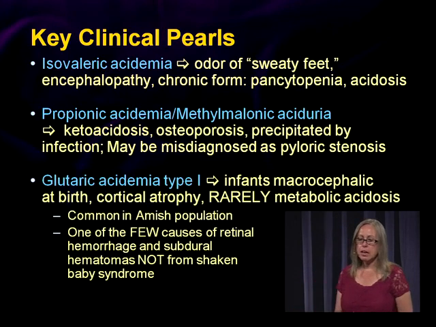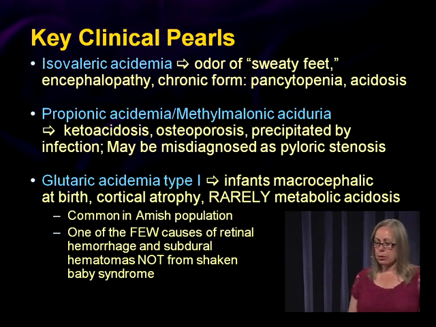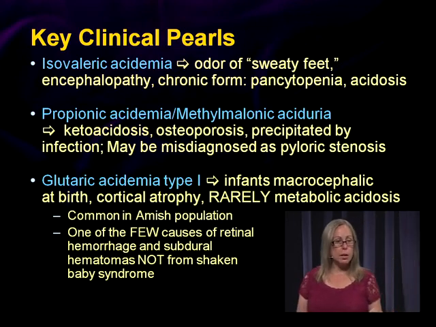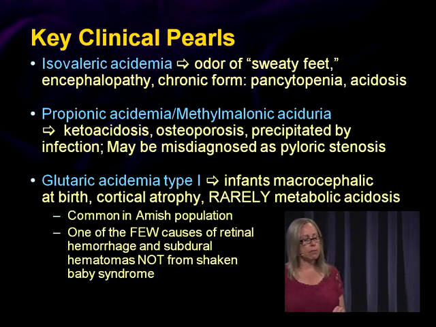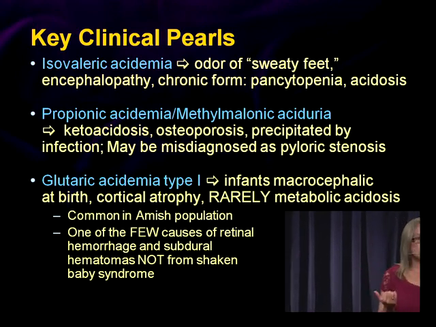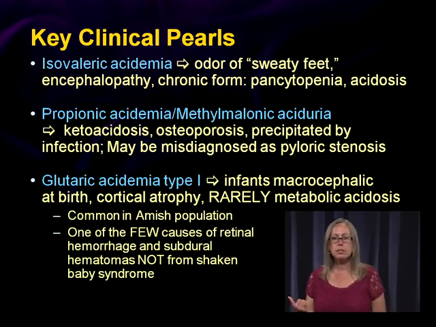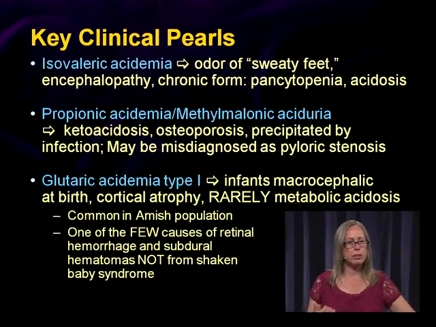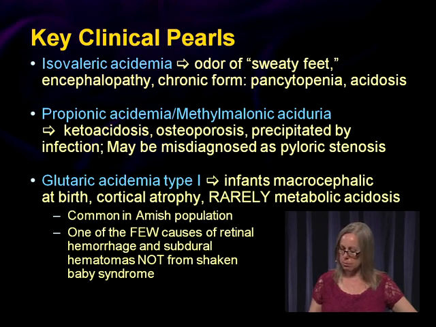Glutaric acidemia type 1. Infants are macrocephalic at birth. They can have cortical atrophy. They rarely ever have frank metabolic acidosis. It's common in the Amish population and is one of the few causes of retinal hemorrhages and subdural hematomas that are not from shaken baby. So always keep that in the back of your mind. If you're doing an NAT eval, think about getting plasma aminos and urine organic acids to make sure it's not a rare cause of retinal hemorrhages or subdurals.